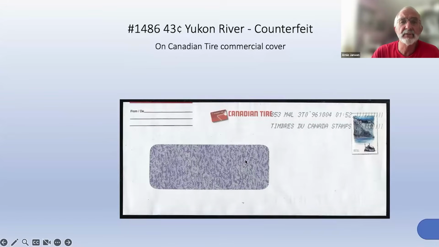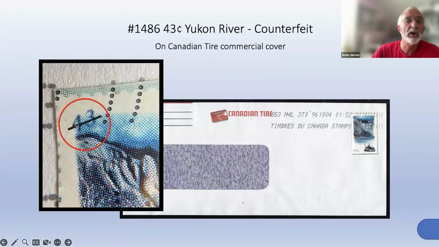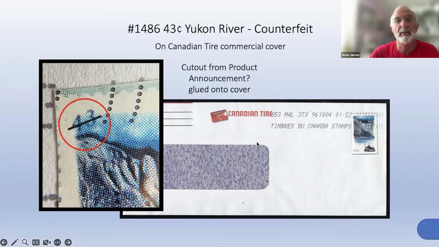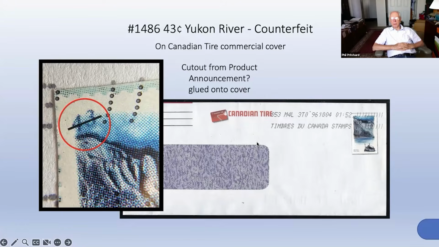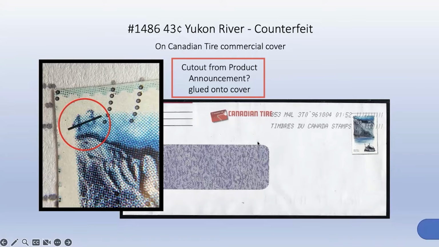Here's another counterfeit. It's on a Canadian Tire commercial cover. Somebody's mailing in their check to pay off their Canadian Tire credit card. And what they've done is, well, that stamp looks genuine. It is an actual stamp. Well, no, it wasn't. It was a cutout from a Canada Post announcement card that describes the stamp and gives you a picture of the stamp, a reduced picture. This is actually slightly smaller than an actual one. And Canada Post always puts a black line through the denomination, so you know that it's not a genuine stamp. It went through the mail, though. Cut out from the product announcement, glued on cover.